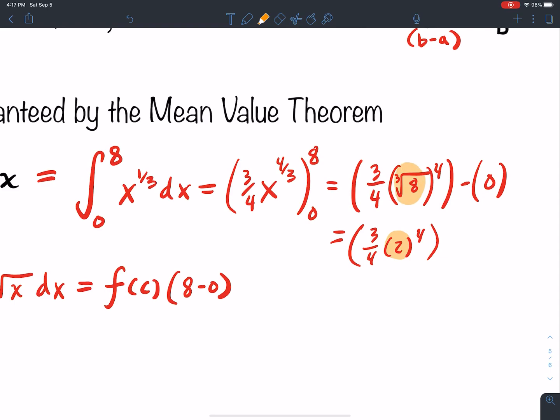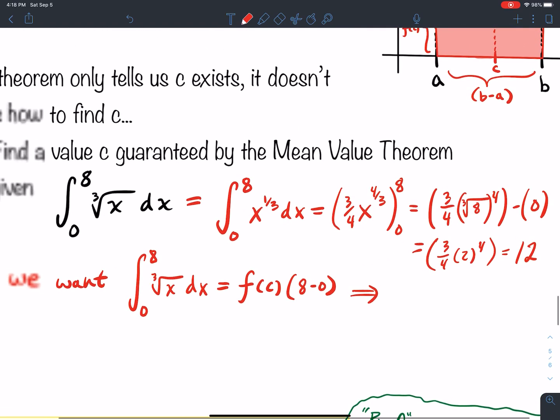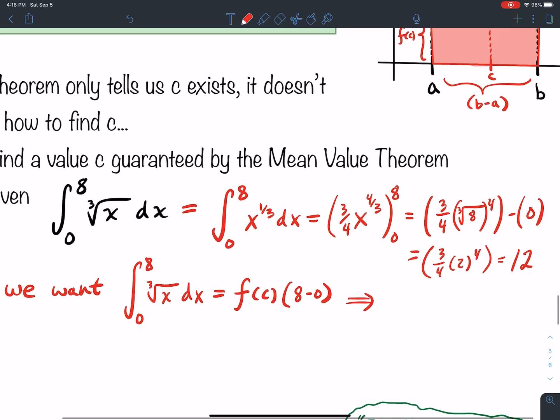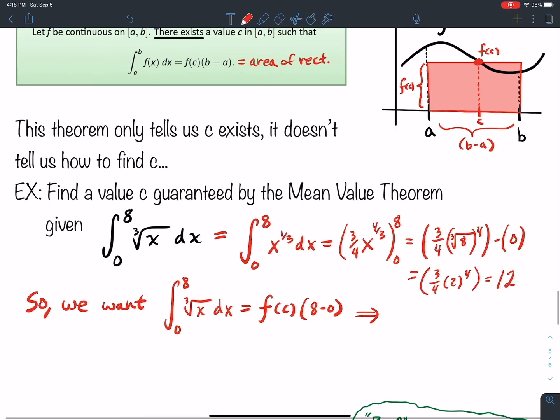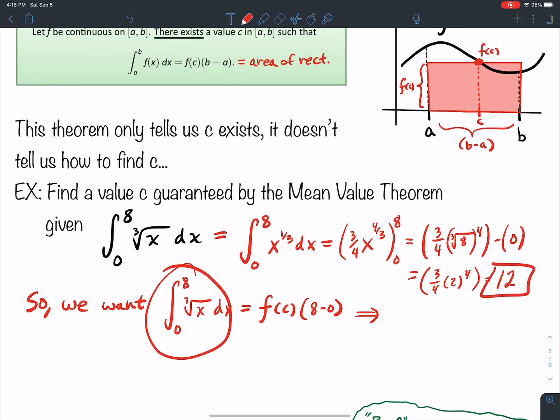To simplify this, I do 2 times 2 times 2 times 2, and then I'm dividing by 4 and multiplying by 3. That's what's going on with that 3/4. So the 2 and 2 cancel there, and I have 4 times 3 is 12. You can use your calculator to get this answer for you. So what does that tell me? That tells me that my definite integral, this answer right here, is just 12. So 12 is equal to f of c.